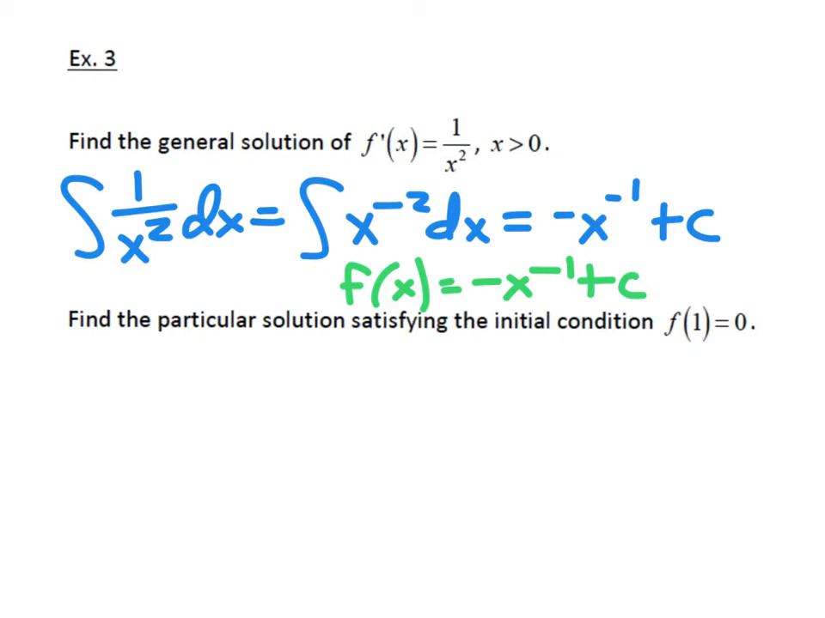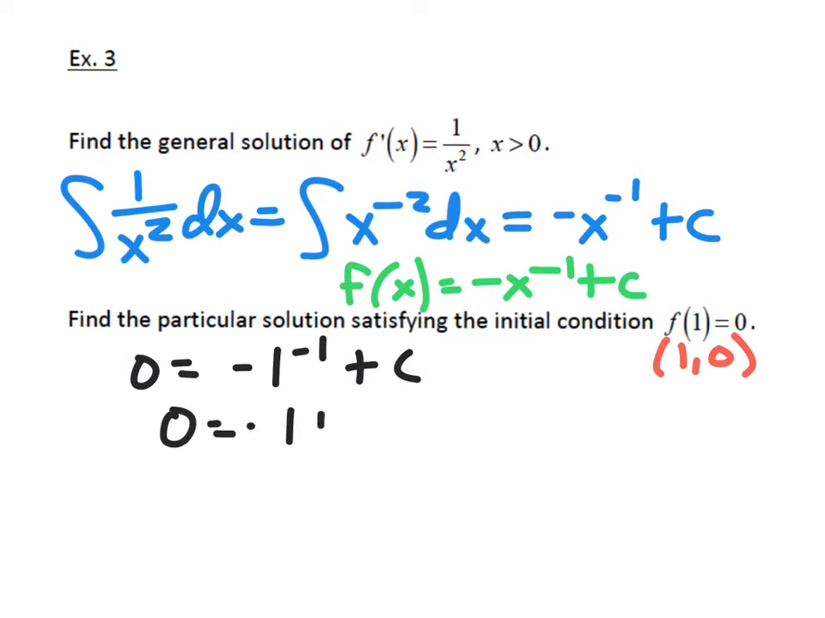Now let's say we want to find the particular solution satisfying the initial condition f of 1 is equal to 0. Well, this tells me that I have the coordinate point 1, 0, and I'm going to use that x and y value to go back and plug it into this general solution so I can actually solve for the value of c and then rewrite this equation with the c value actually plugged in. So this tells me that y is equal to 0 when x is equal to 1, so I have 0 is equal to negative 1 to the negative 1 plus c. So 0 equals negative 1 plus c, which means c is equal to positive 1.